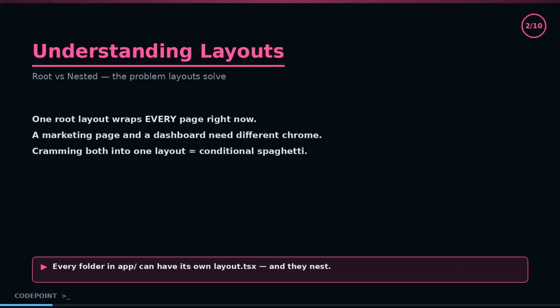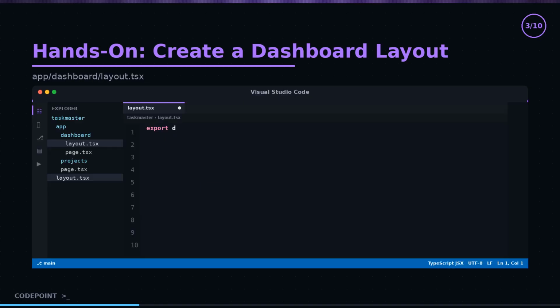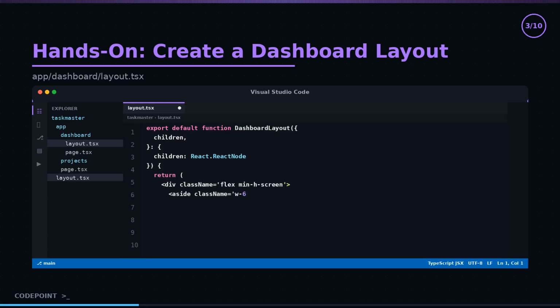Next.js solves this with nested layouts. Every folder in app can have its own layout.tsx, and layouts nest inside each other automatically. Create a dashboard layout. Create a new folder, app/dashboard. Inside it, create layout.tsx. So app/dashboard/layout.tsx is new, dashboard-only chrome, while page.tsx, new, projects/page.tsx, existing, and the root layout stay as they are.